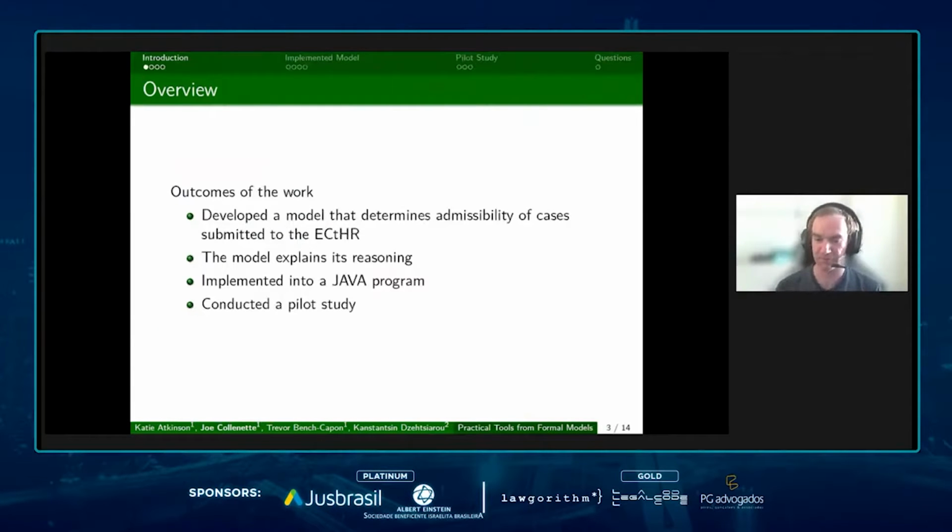So we've developed a model that determines admissibility of cases that are submitted to the European Court of Human Rights. Admissibility in this case is whether the court will look at that case. And if it's not admissible, then they don't look at it. Once our model has determined whether a case is admissible, it explains how it came to that decision. This is then implemented into a Java program, and we've conducted a pilot study where we've given our program to a small group of lawyers.